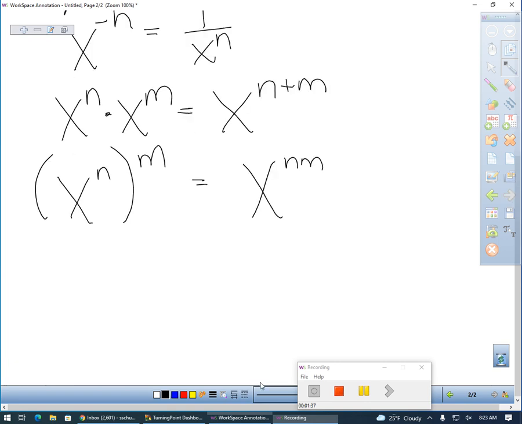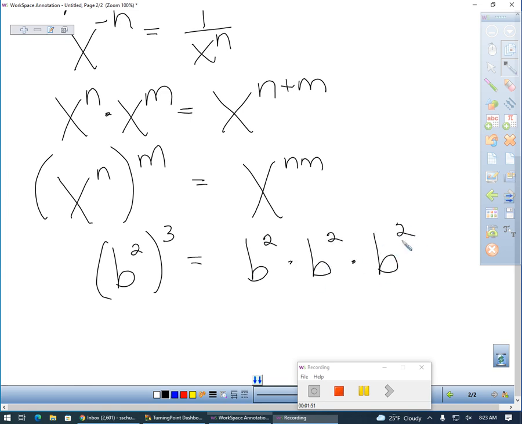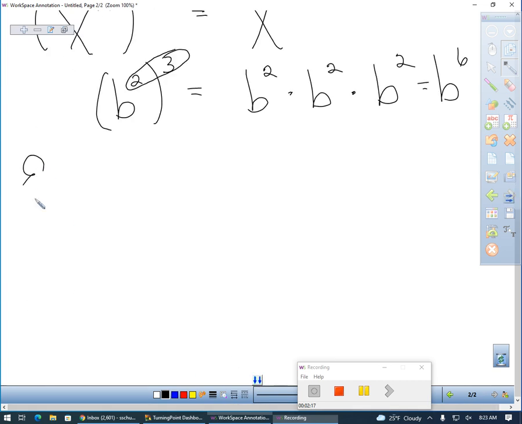Because what this really says, let's do it this way. For example, if I have b squared raised to the third, that is the same as b squared times b squared times b squared. And in our last rule, we added our exponents, so we kept the base and added our exponents, and we got b to the 6th. So if we just go ahead and multiply these together, it's a shortcut. It's less work. And I know y'all like less work, right? All right, so let's see what we can do with this rule.